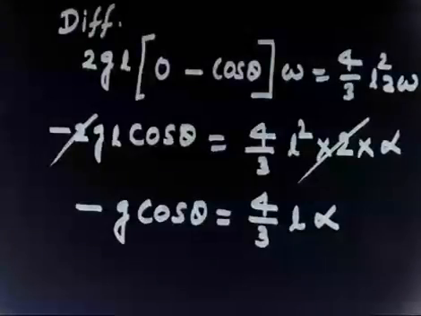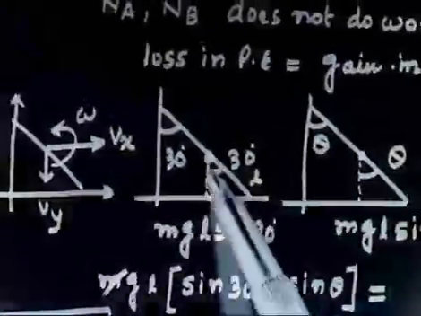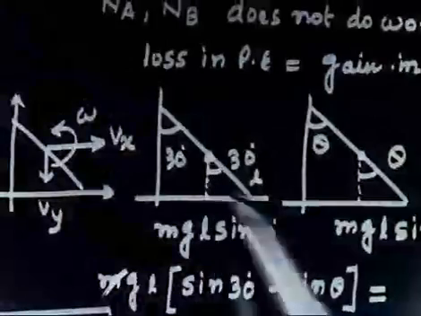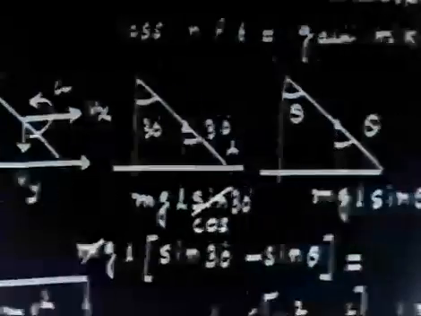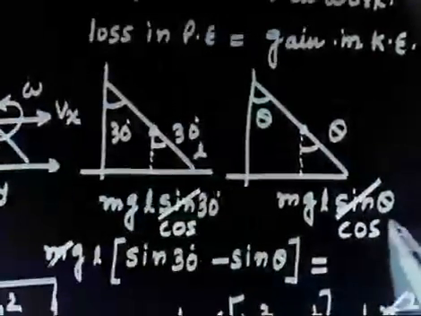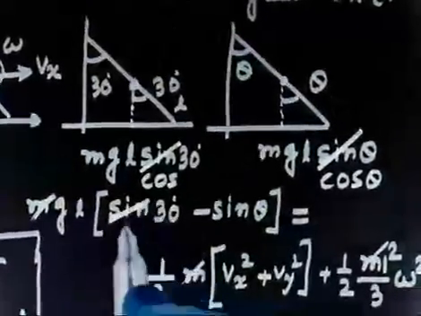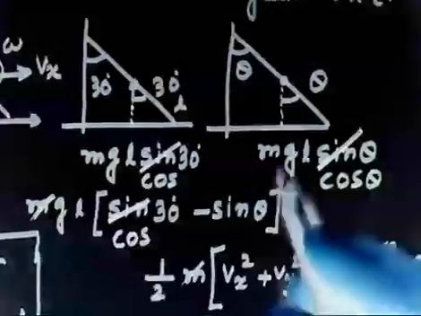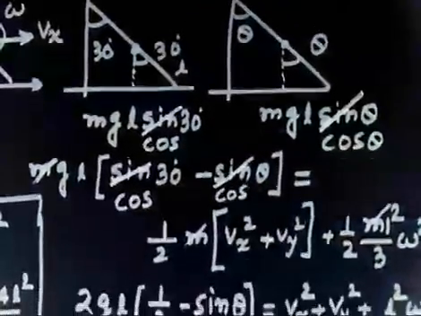basically I have made a mistake. You see, this height is not L sin 30, this is L cos 30. So this height is cos 30. Now here also, this will not be sin theta, this will be cos theta. So that is a mistake. Now here also, in place of sin 30 we will have cos 30. Here also we will have cos theta. I think you are able to understand.